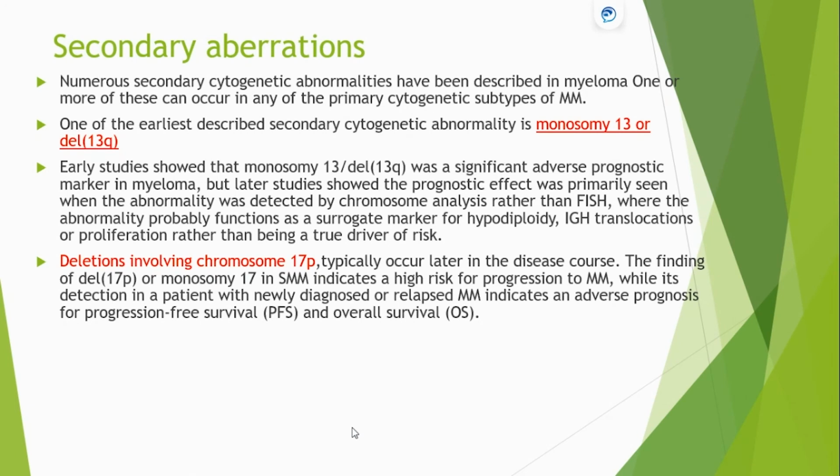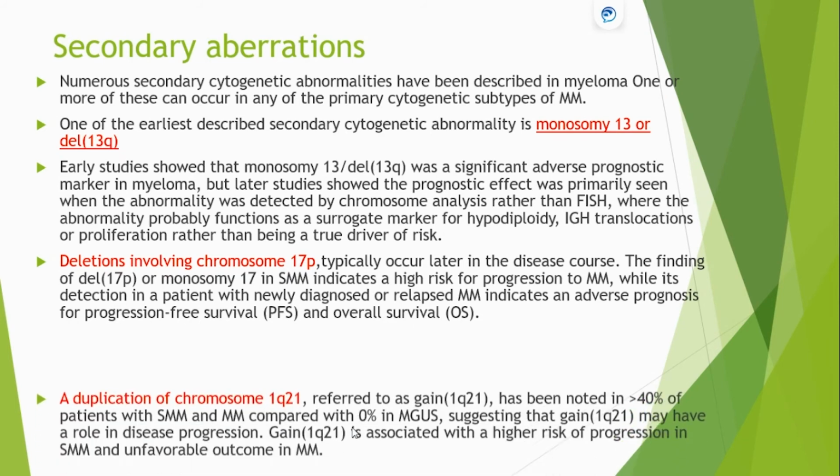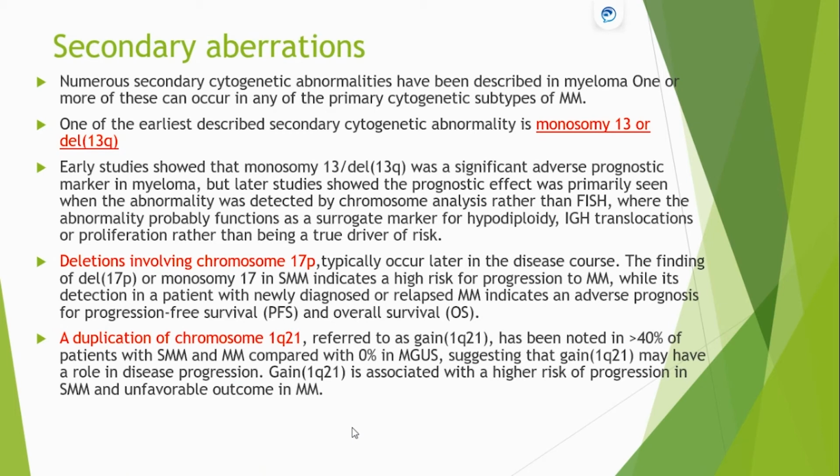of progression-free survival or overall survival. A duplication or gain of 1q is noted in more than 40% of myeloma patients, but it's interesting that you cannot find it at the MGUS level. So 0% of MGUS patients have gain of 1q, but you can see it in smoldering myeloma or multiple myeloma. This fact by itself shows that gain of 1q has a role in disease progression and is associated with a higher risk of progression in smoldering myeloma and also an unfavorable outcome for multiple myeloma.